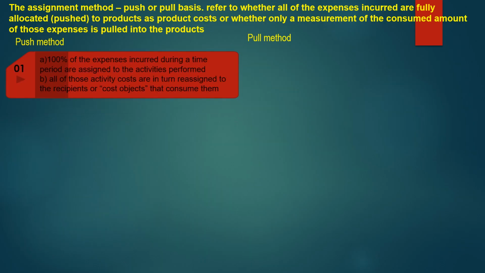The assignment method, push or pull basis, refers to whether all of the expenses incurred are fully allocated (pushed) to products as product costs, or whether only a measurement of the consumed amount of those expenses is pulled into the products. Push method: 100% of the expenses incurred during the period are assigned to the activities performed, and all of those activity costs are in turn reassigned to the recipients or cost objects that consume them.